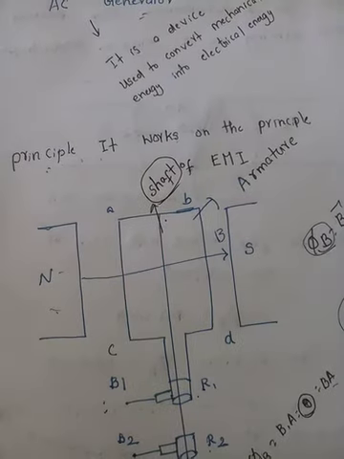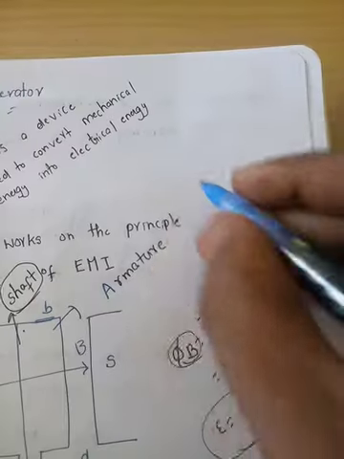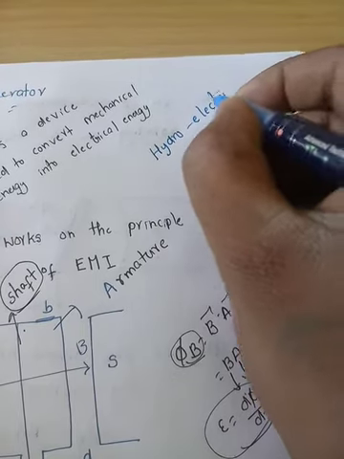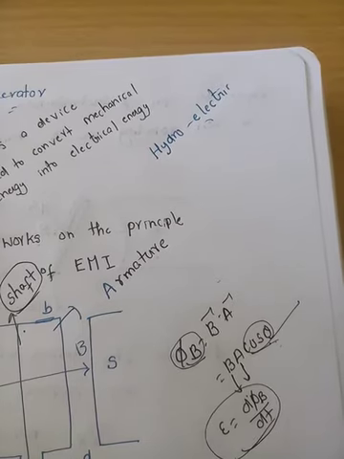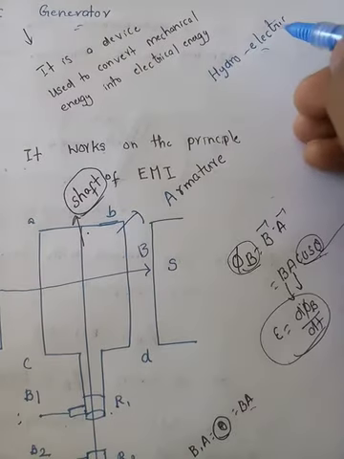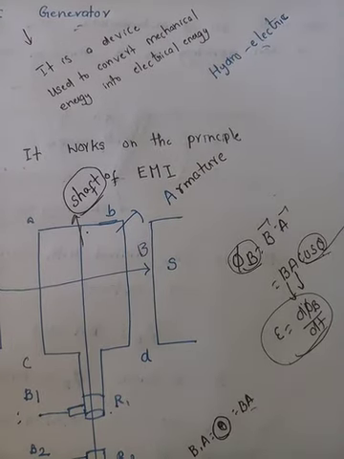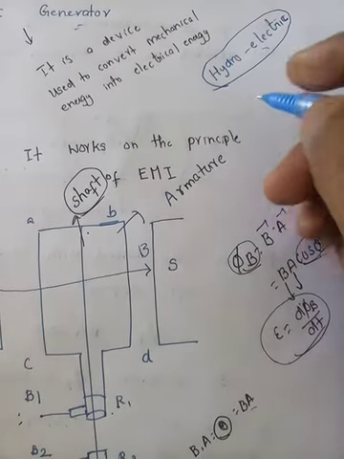What are the types of generators we can produce? One is the hydroelectric generator. These are the generators in which the armature is rotated by using water falling from a height. In hydro power stations near the dams, the water falls from a height, so its potential energy is utilized to rotate this coil. By rotating this coil, we are inducing EMF. Those are called hydroelectric generators.